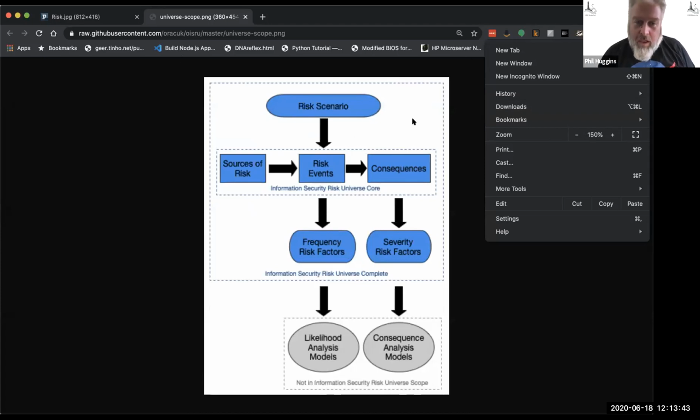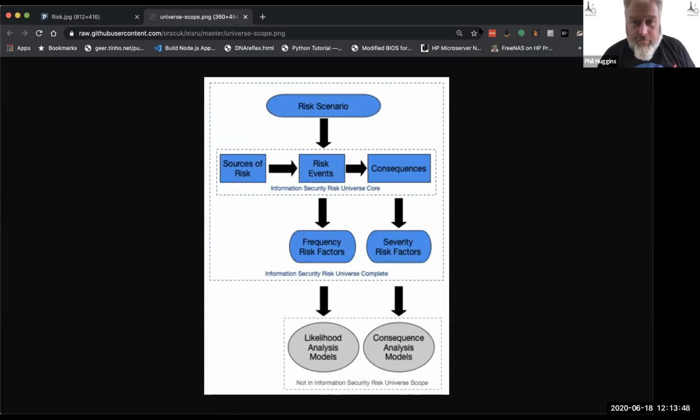So this diagram comes from the risk universe that we spoke about earlier today. And this is setting the scope of what the risk universe was. At its core, it was a way of stating what a risk was: sources that lead to events that cause consequences. But in a more general sense, those represent a risk scenario, which is a narrative we write for our stakeholders to understand what we're talking about. But those are also driven by factors, risk factors.